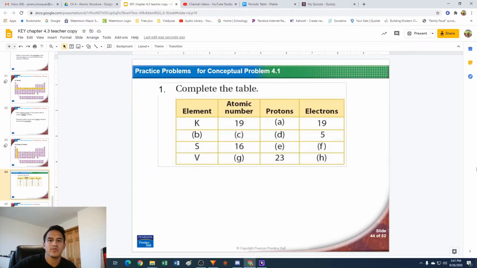In this video, we'll be going over the practice problems in chapter 4.3. So starting with number 1, it says complete the table.